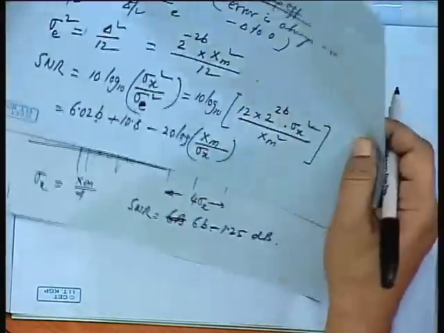So this is all about a very brief description about the error that we come across in quantization, and we have already discussed about the quantization of parameters. In the next class we will take up some examples.